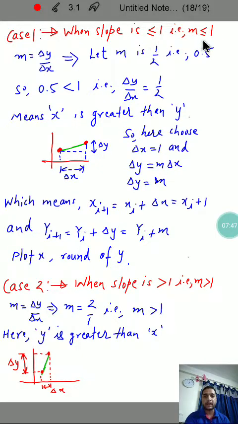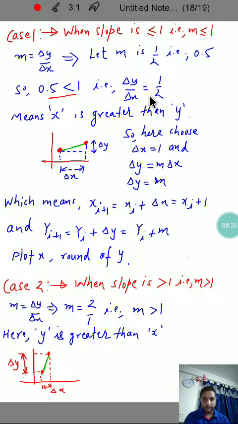So the slope, that is m, is less than or equal to 1. What is the meaning of that? We know that m is the slope, which is delta y by delta x, and the slope is less than 1. Let us say the slope comes to 1 by 2, which means 0.5, and that is less than 1. So delta y by delta x will be equal to 1 by 2, that is 0.5. Here you can easily see that delta y we can take as 1 and delta x as 2.